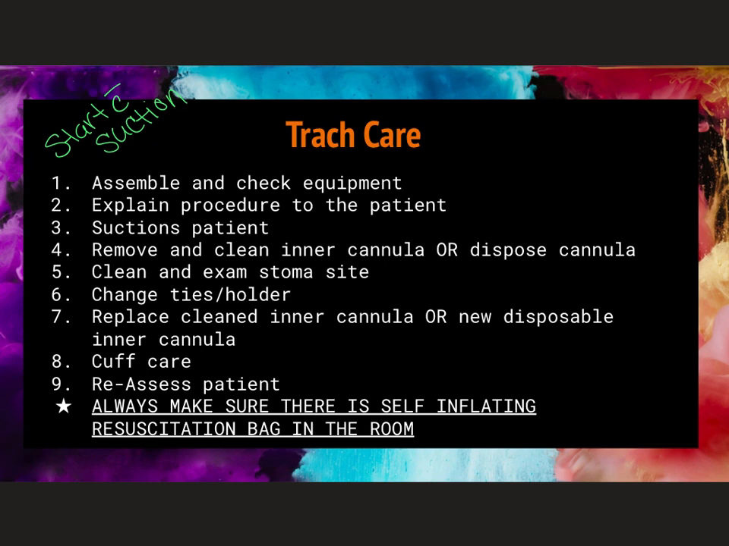There's oxygen and there's an ambu bag. Always make sure that there is a trach the same size as the one they have in and one size smaller. Make sure that the obturator is in the room. If worse comes to worse, you could always pull an obturator out of one of the extra trachs, but it's better safe than sorry. Okay, so always make sure there's a self-inflating resuscitation bag in the room. I cannot stress this enough.